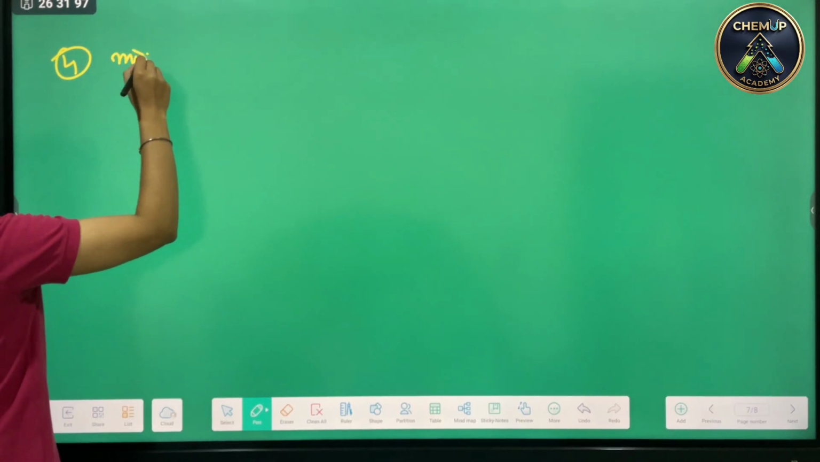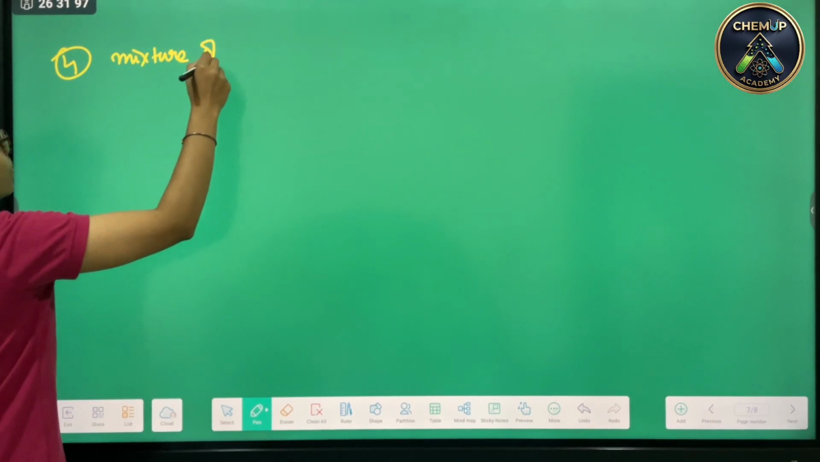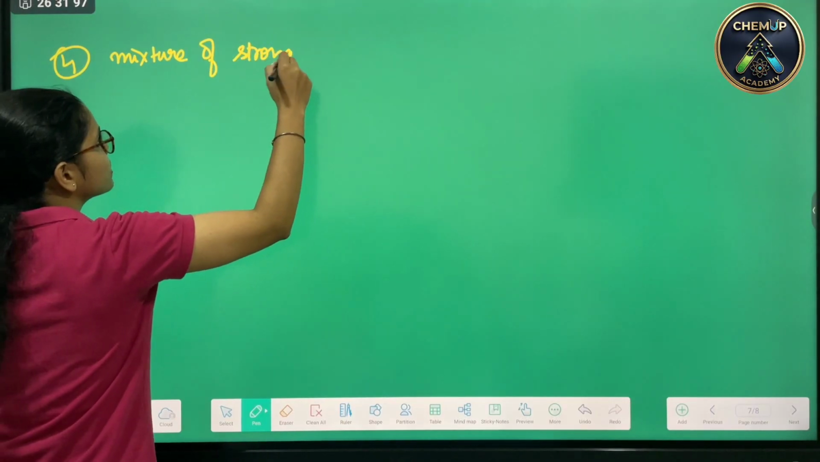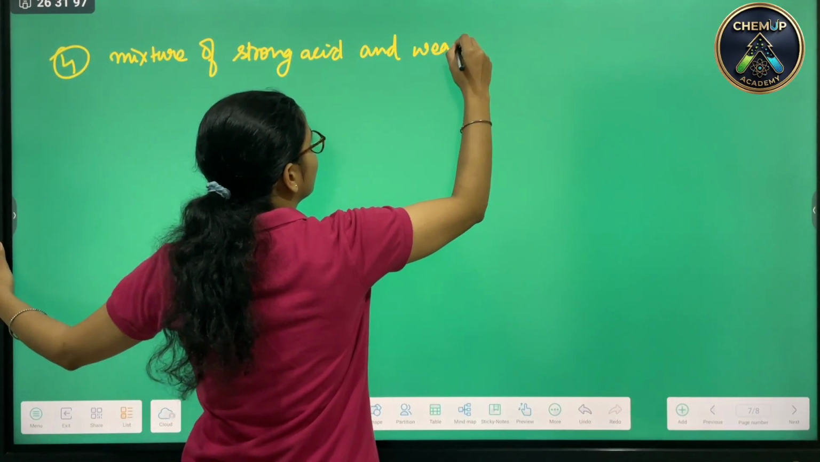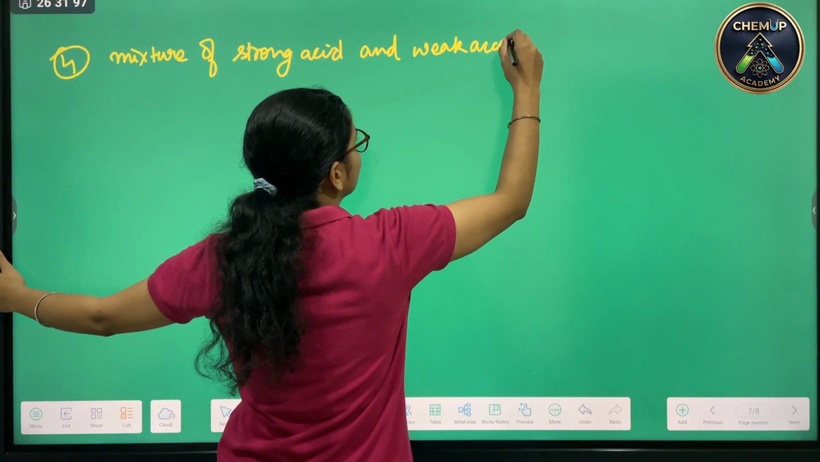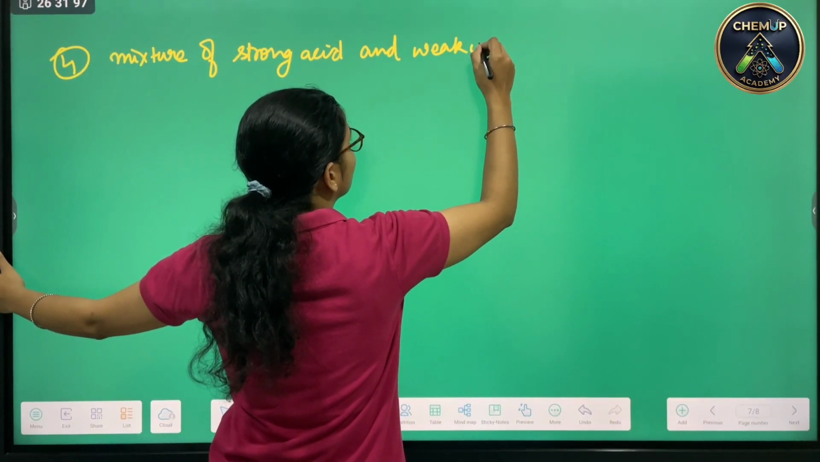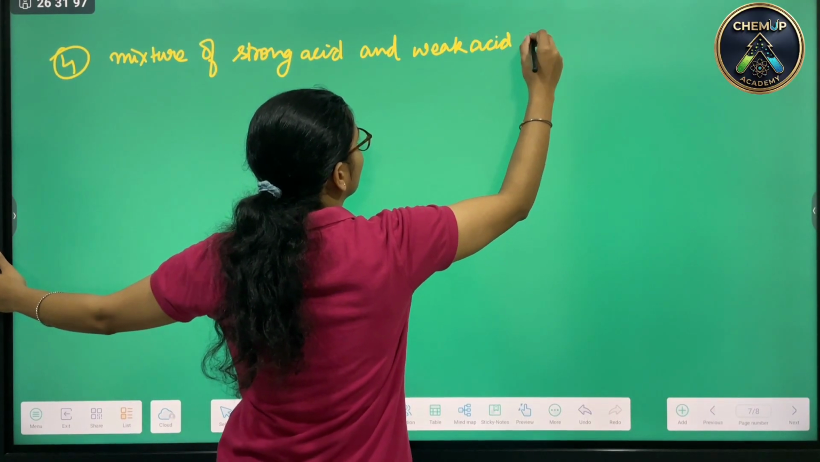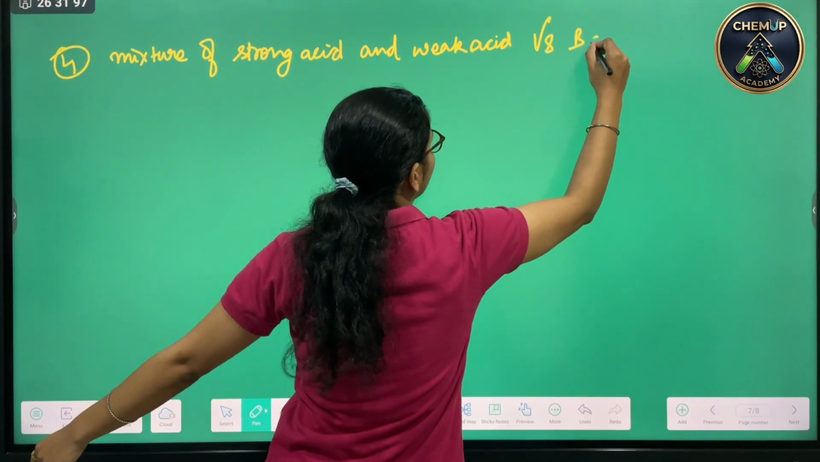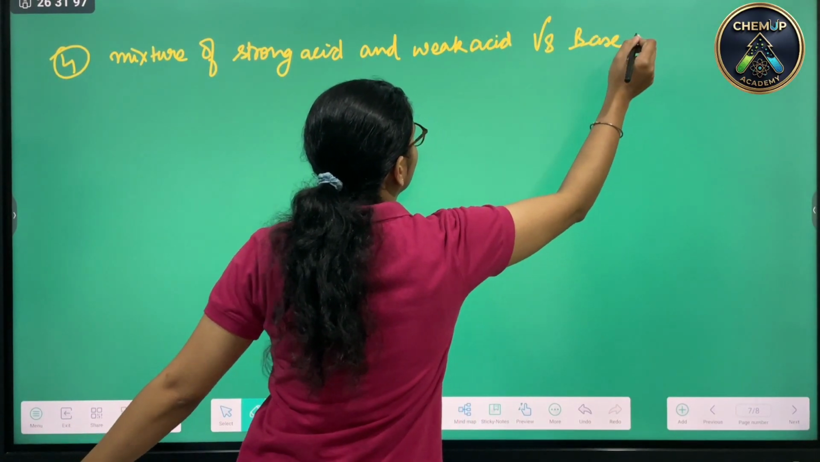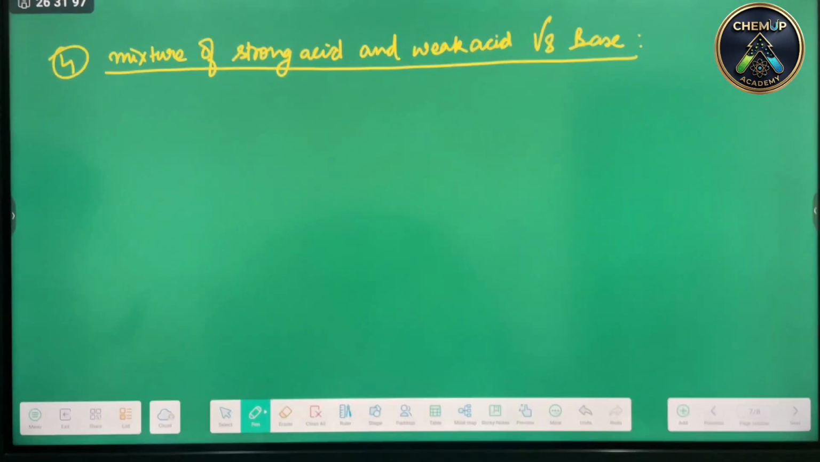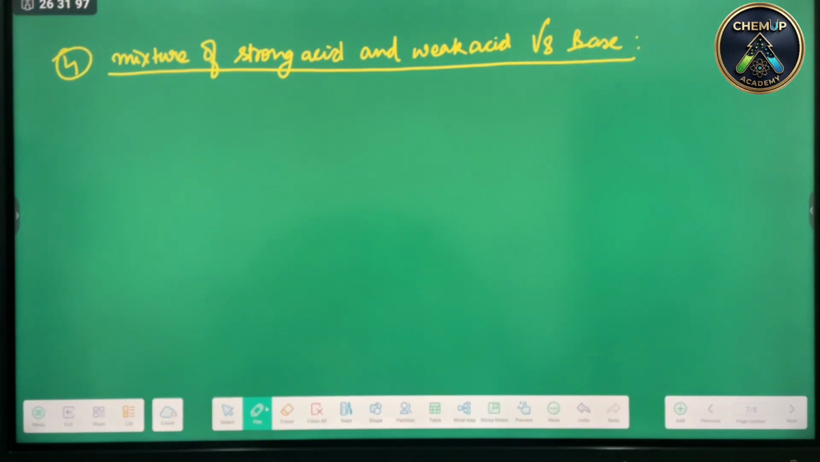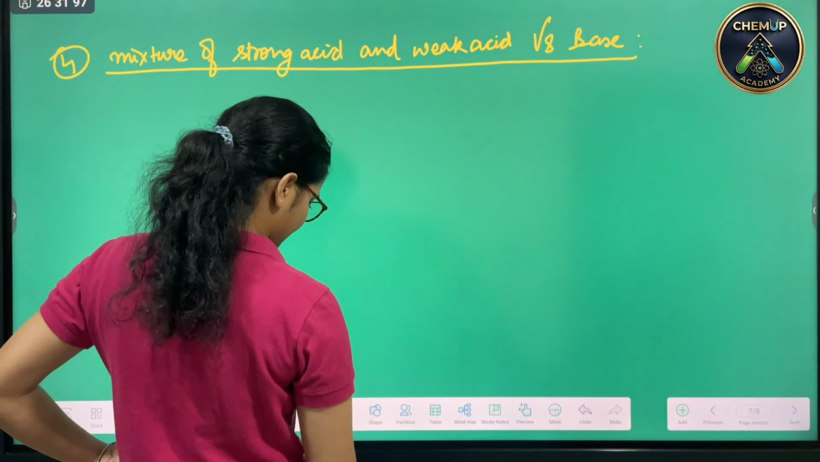Mixture of strong acid and weak acid versus base. Okay, so for this let us first draw the graph. How will its graph come? Its graph would be like this. Okay, let me take the pen.